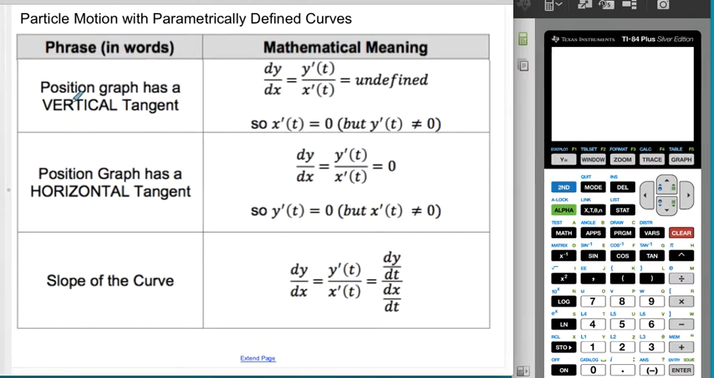Position graphs have a tangent, right? A position graph has a vertical tangent when x prime of t is 0, but y prime of t is not, right? We've seen this before. It's the same idea as what we saw when we did parametric curves. It's just now sometimes the connotation is talking about the position graph. A position graph has a horizontal tangent when y prime of t, the top of dy dx, is 0, but x prime of t is not. And the slope of a curve, if you're asked, is still dy dx, just like it's always been.